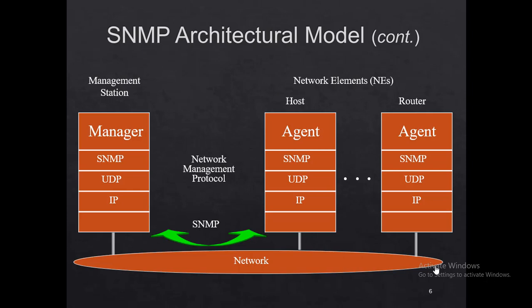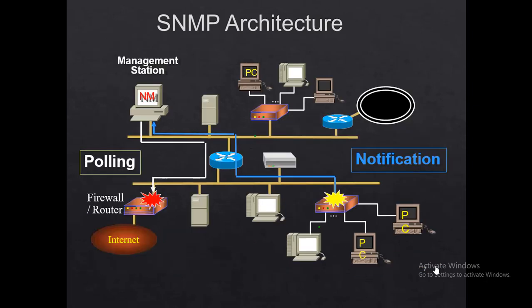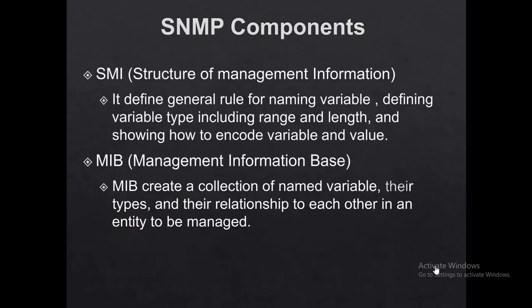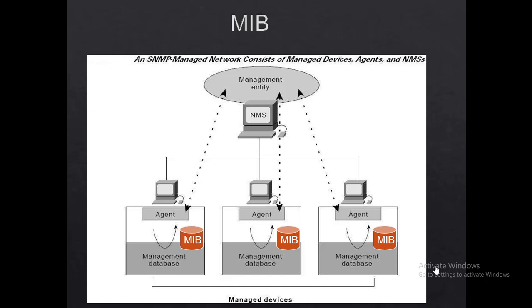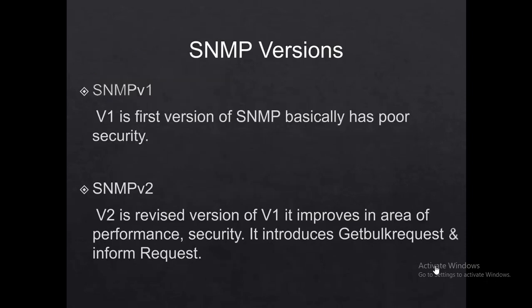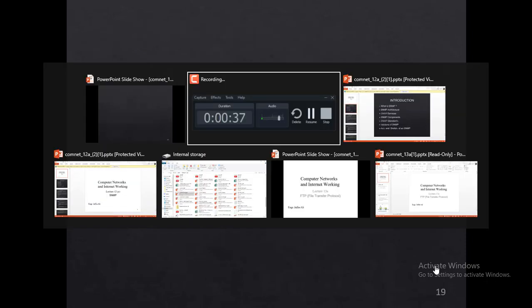This was the architecture of SNMP, when we discussed the messages and services produced by SNMP. We also discussed the components of SNMP: SMI, that is Structure of Management Information, and the second one, MIB, that is Management Information Base. We looked at how these devices or entities hold this MIB and communicate with the NMS, that is Network Management System. So this was the previous lecture, and let's go towards today's lecture.